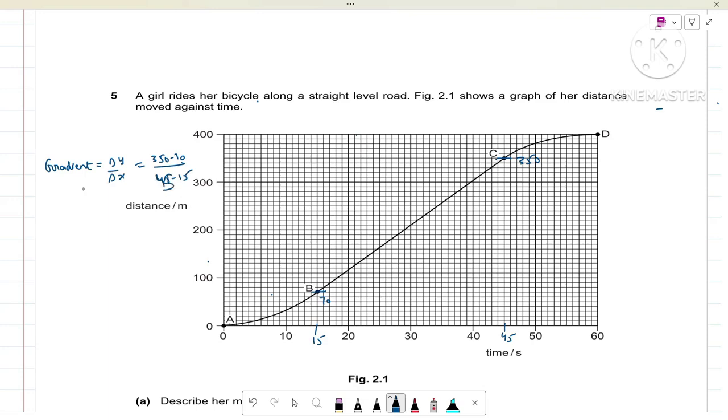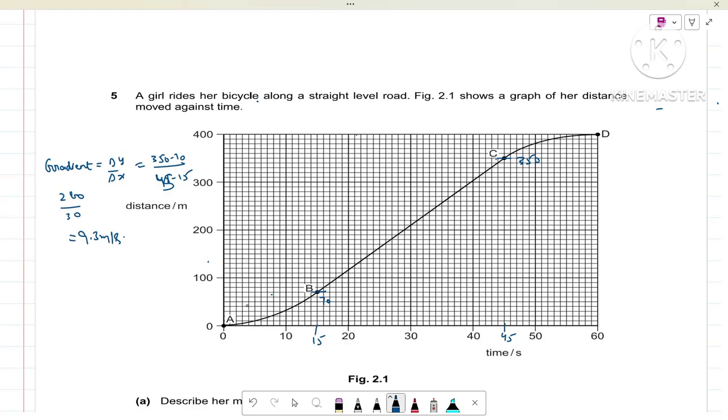So it will come to be 280 divided by 30. So 280 divided by 30, it will come to be 9.3 meter per second. So from B to C, the girl is riding her bicycle at a constant speed of 9.3 meter per second.